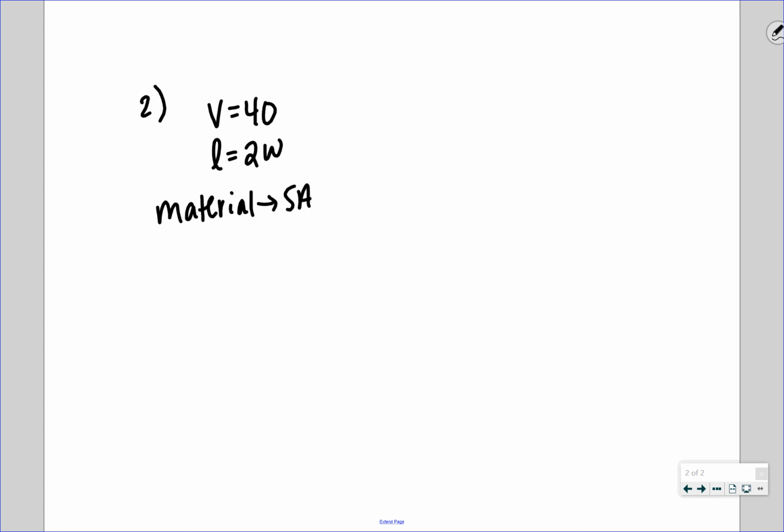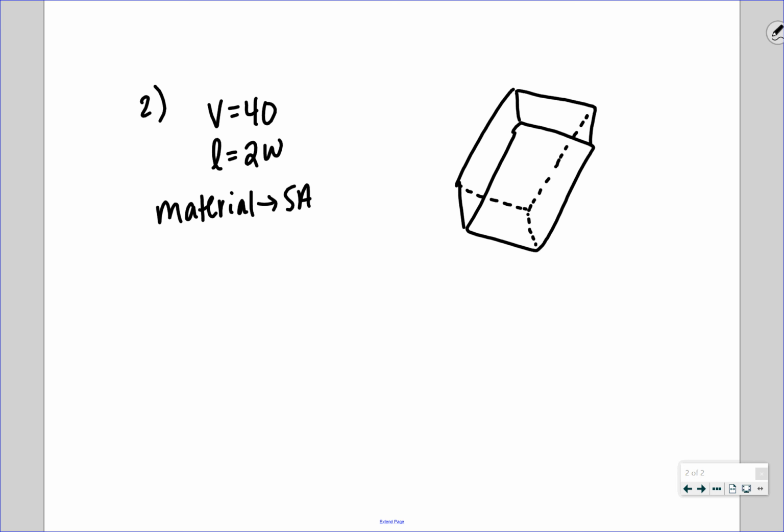Surface area. I'm going to draw this box. It does not tell me if it's a square, so I cannot assume that. I just know it's a rectangular box. So the bottom is a rectangle, then up, up, across the top. Not really sure what angle this box is coming out at, but it doesn't matter. I know its volume is 40, and you have width and 2 width for the length. So volume is length times width times height.